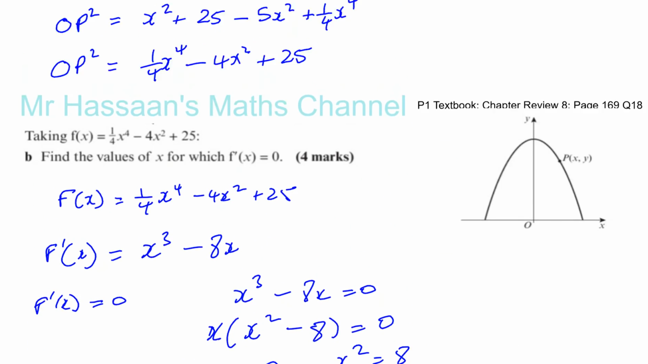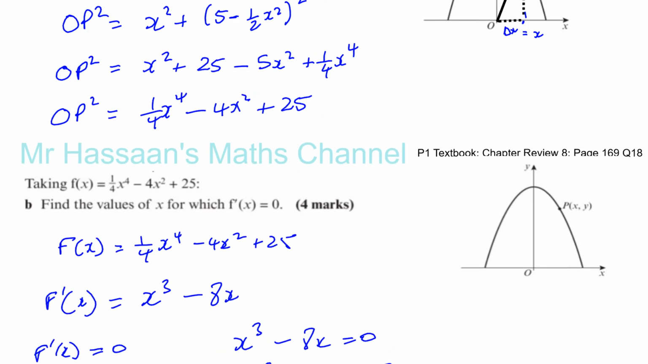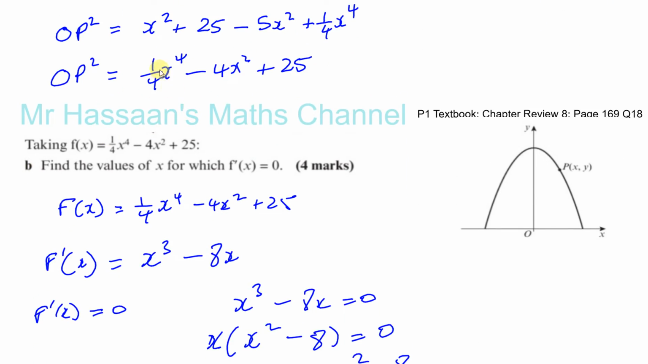Now what we found in this expression here is an expression that tells us the square of the distance between O and P. This expression is an expression for the square of the distance between O and P. So when we found in part B the differential of this and equated it to 0, we're finding basically the minimum, because this is like a quartic curve.